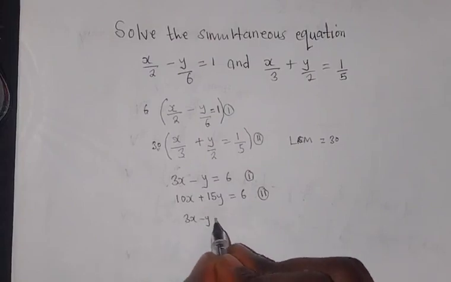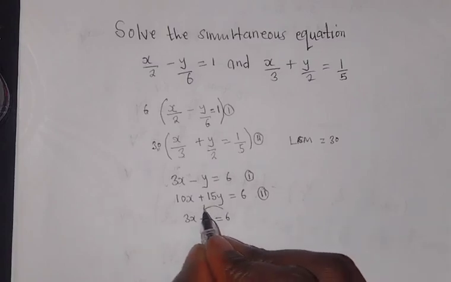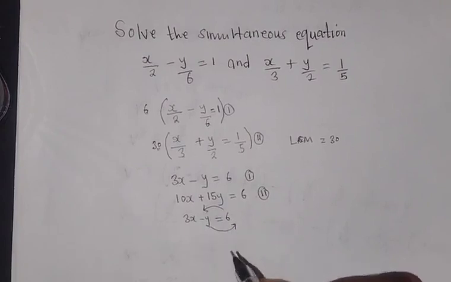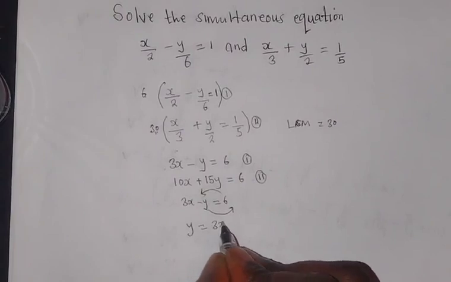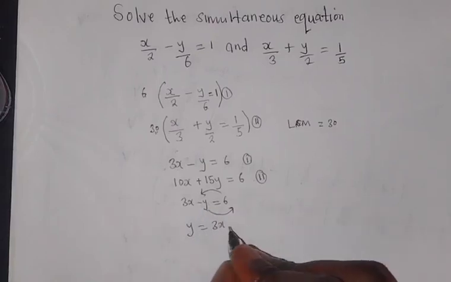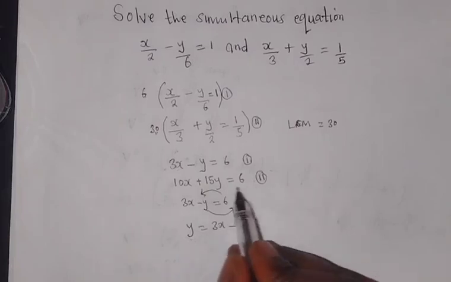3x minus y is equal to 6. So this means that since this y is having the coefficient of 1, we can make it the subject of the formula by getting this positive 6 to come to the left hand side and the negative y to go on the right hand side. So we are going to have y is equal to 3x. So when positive 6 comes to the left hand side, it's going to be a negative 6. So here we have made y the subject of the formula. So now go to equation 2. So this is our equation 2.